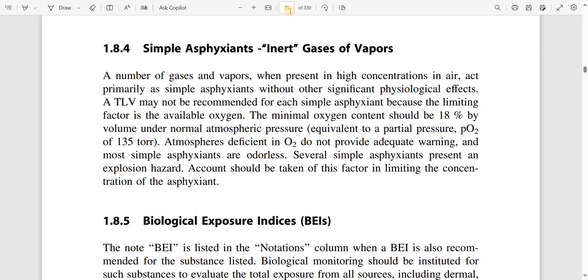Let's go. Okay, we are on page 75. We have to reach page 330. So it's about air pollution, water pollution. So let's learn about that.